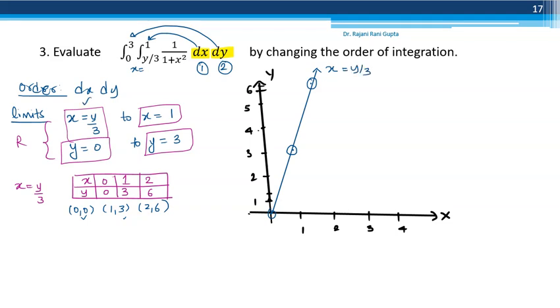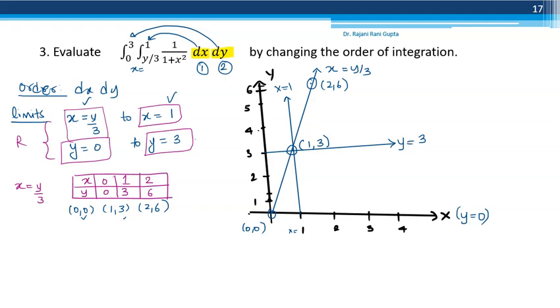This is done. Now x equal to 1. This is the point where x is equal to 1, so the straight line should intersect this point. You know why? Because what's the coordinate of this point? 1, 3. This point is 2, 6, and this was 0, 0. X equal to 1 is done. Y equal to 0 is nothing but your x-axis. Y equal to 3 is here.